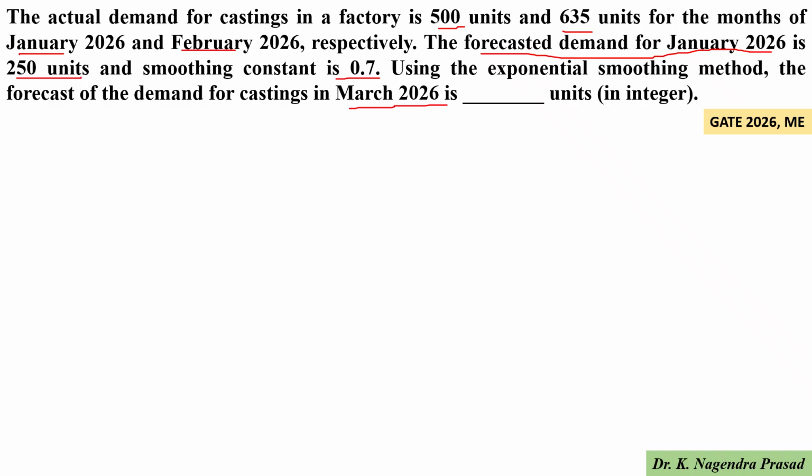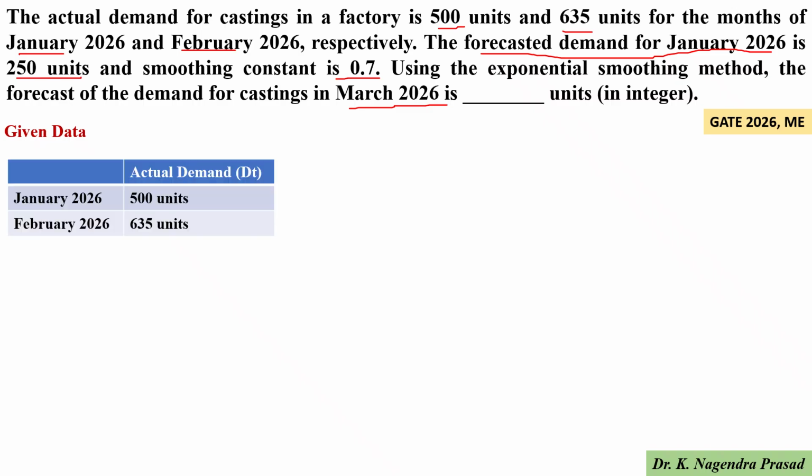So let's see the solution. First observe the given data. Here the actual demand for January and February is given, that is 500 units and 635 units. So let's consider actual demand D1 for January 2026 and actual demand D2 for February 2026.